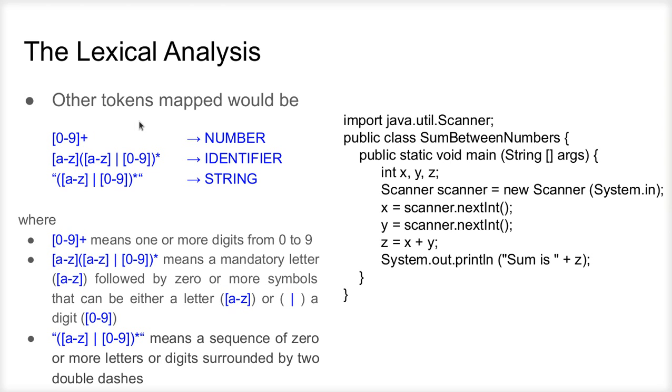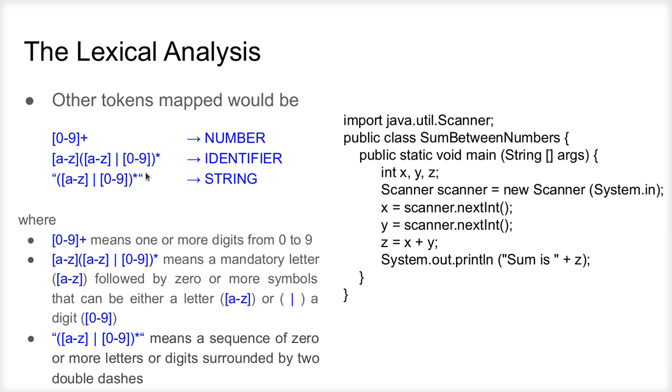So the other tokens would be mapped as shown here. Token number would be a digit from 0 to 9, at least one digit from 0 to 9, so it can be 1, 2, 3, 4, and so on.